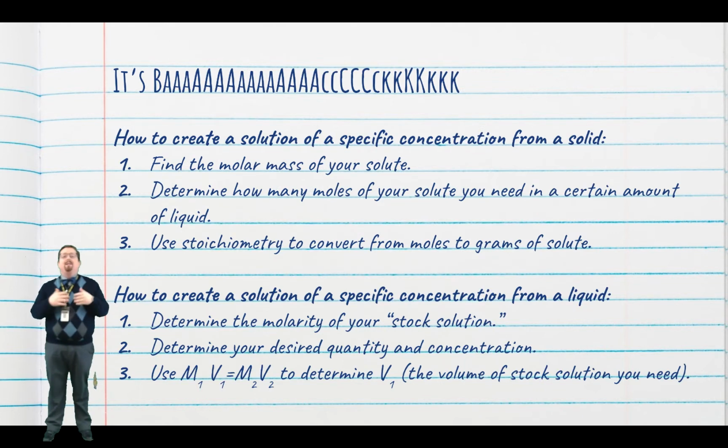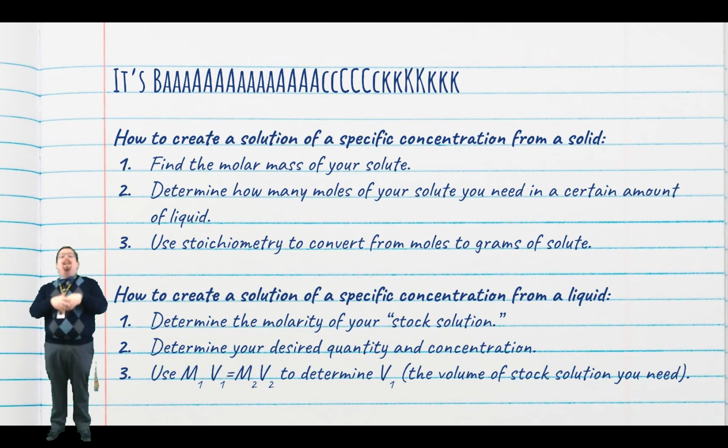If you want to create a solution of a particular concentration, but you only have a solid to work with, first start out by finding the molar mass of your solute. Next, using the molarity you're shooting for, determine how many moles of that solute you'll need to add to a certain amount of liters of your solution. Finally, convert the moles of your solute to grams of your solute using stoichiometry and the molar mass. And then at that point, you can measure out the correct number of grams of your solute and then dissolve that into your solution, which is usually water.